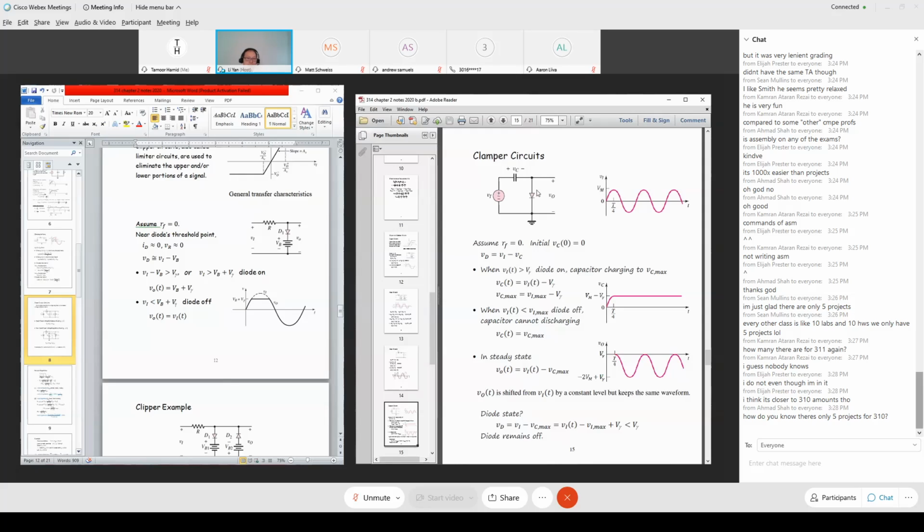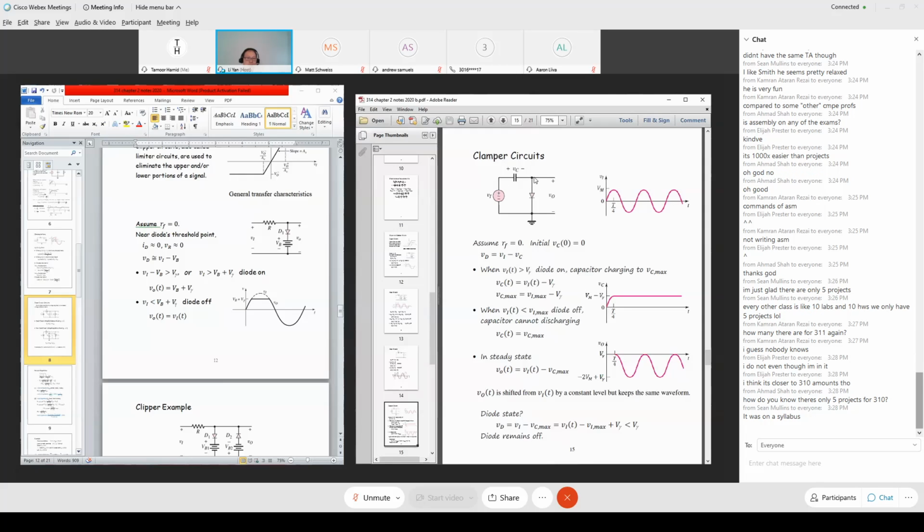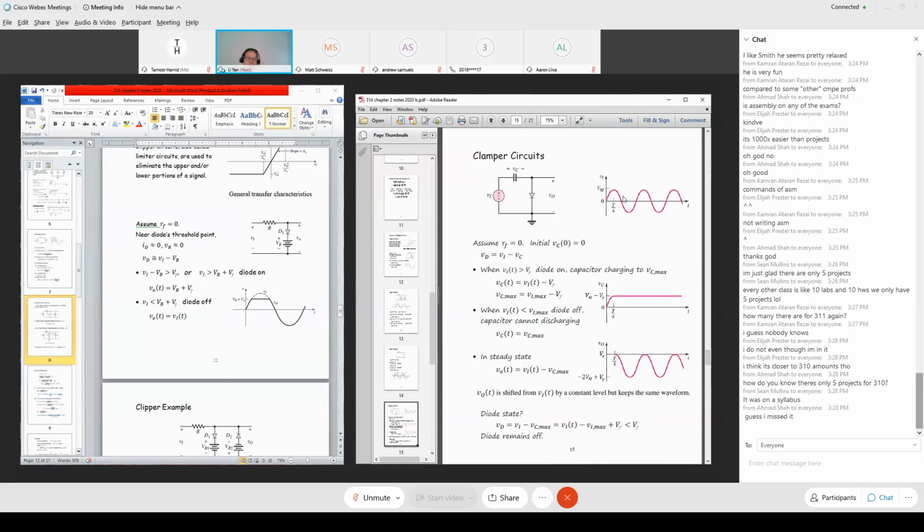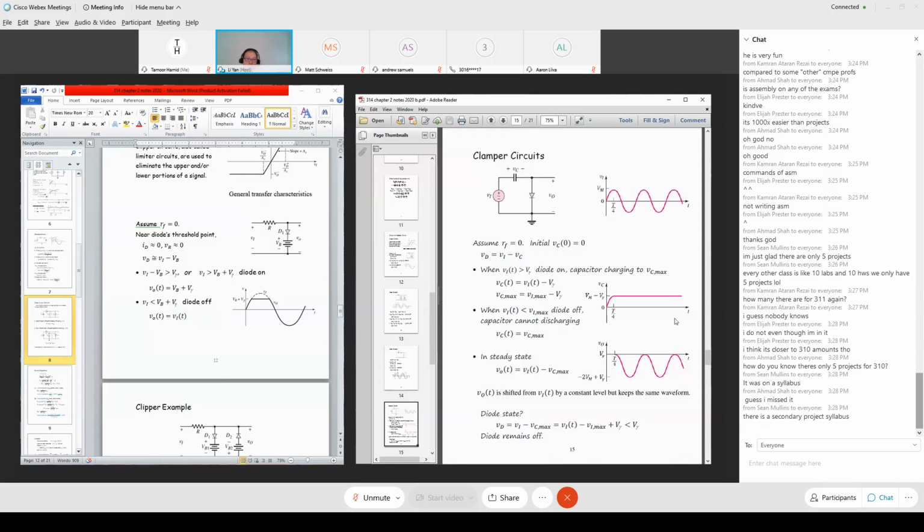Once the diode becomes off, you can see the configuration. Can you discharge the capacitor? No way, because the diode is off, an open circuit, and the capacitor has no way to discharge. So the capacitor voltage remains constant at the peak level. That indicates that in a steady state, after the initial transient, for the rest of the circuit the capacitor voltage remains constant.